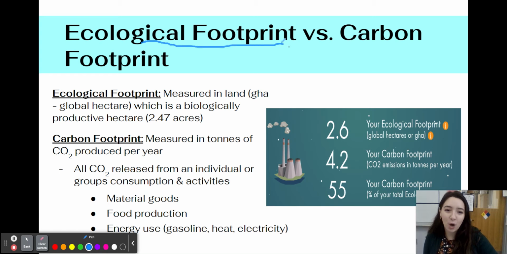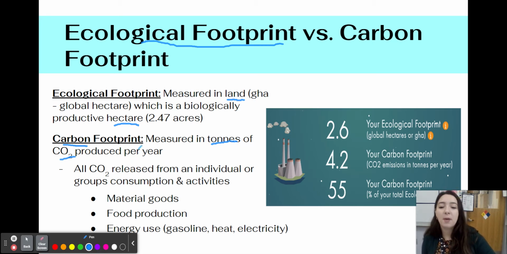Ecological footprint versus carbon footprint. You might have heard of carbon footprint before. It's okay if you haven't even heard of either of these things. Ecological footprint is measured in land, which is typically measured in hectares, whereas a carbon footprint is measured in tons of carbon, CO2, produced per year. So an ecological footprint is how much land you are using, and a carbon footprint is how much CO2 you are producing. All CO2 released from an individual or group's consumption activities is the carbon footprint.